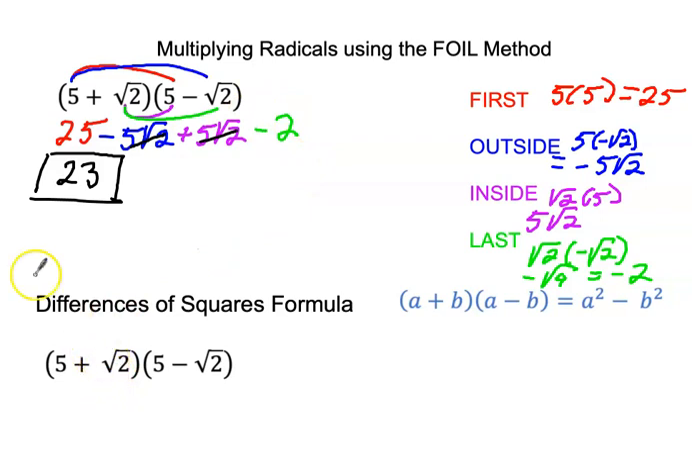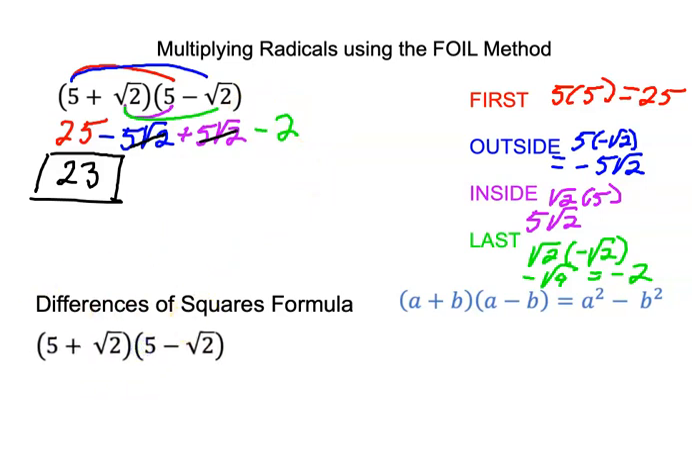I'm gonna do exactly the same problem, but using the differences of squares formula. And as you can see, we have the differences of squares formula. It's a plus b times a minus b, that equals a squared minus b squared. So we have it set up as this would be a. And this term is, let me change color. I like to work with colors.